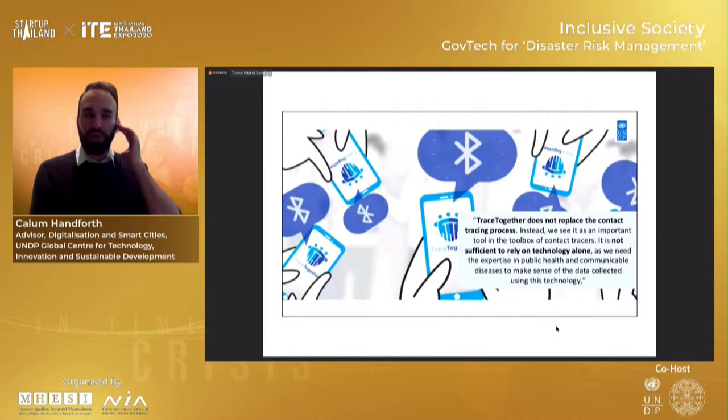So interestingly, Singapore, where the UNDP Global Center is based, was one of the first governments to explore using applications, mobile apps, to do contact tracing in the context of COVID, so using Bluetooth and similar technologies.